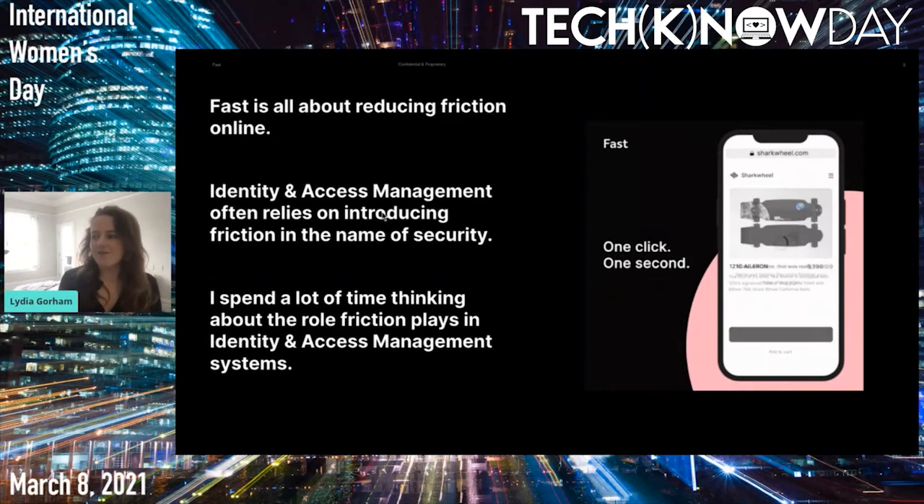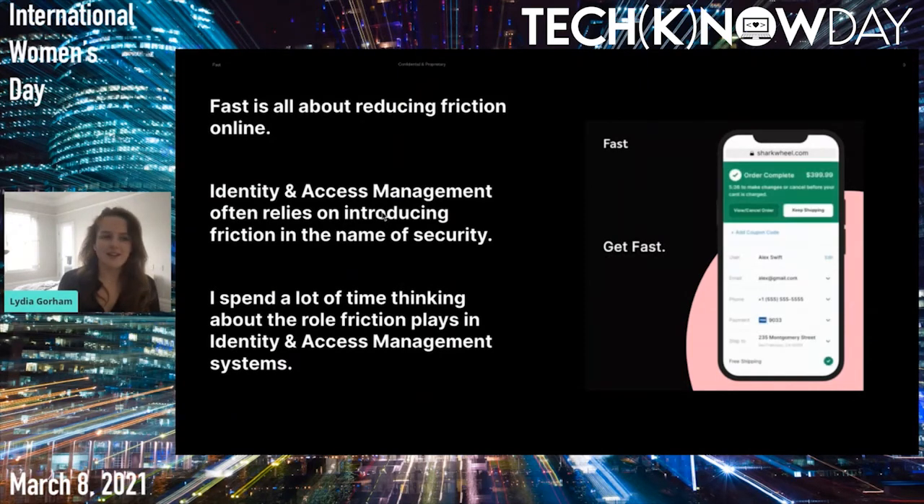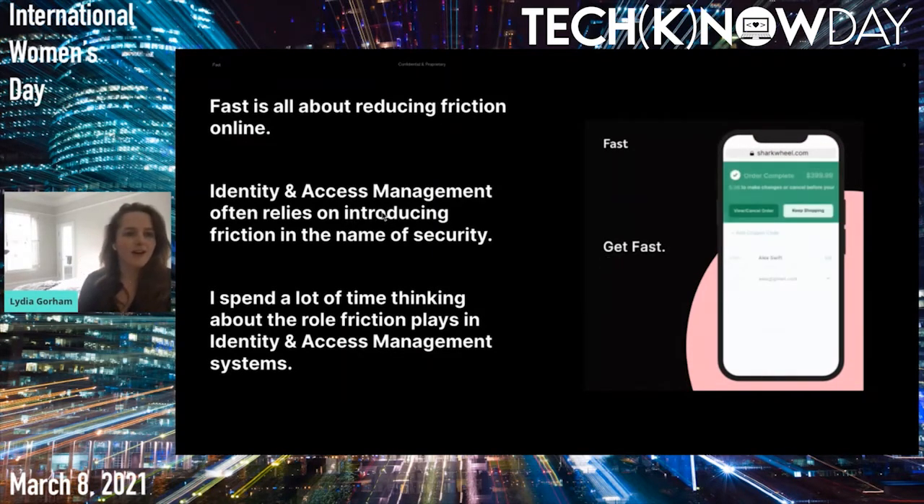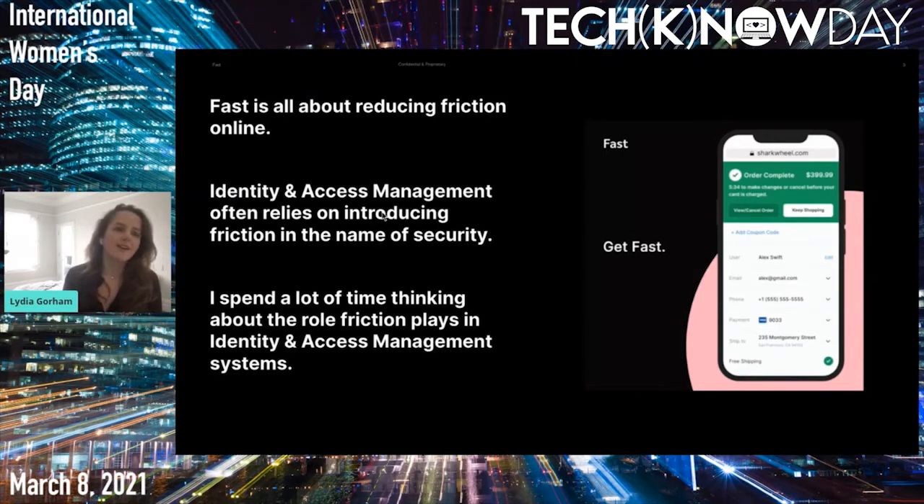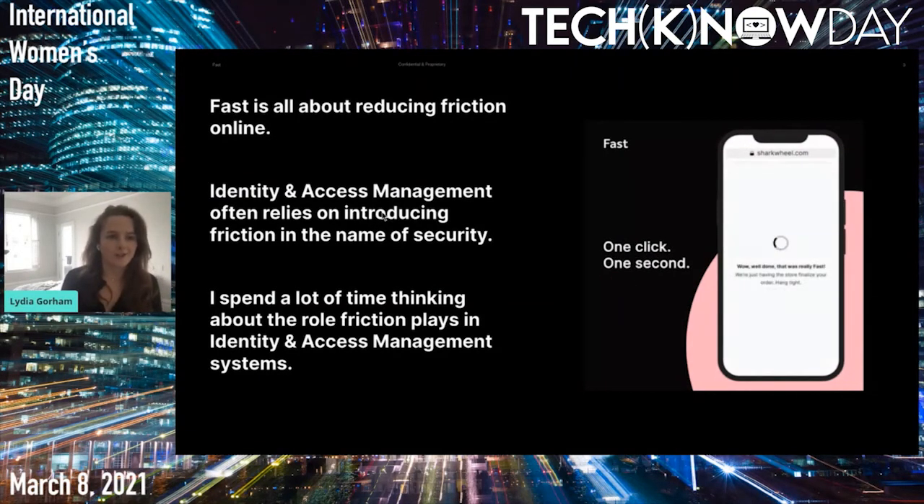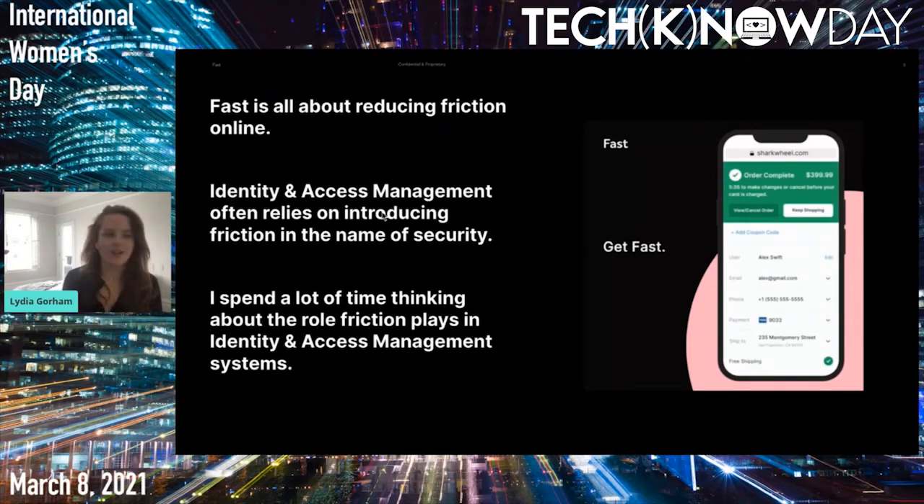I spend a lot of time thinking about the role friction plays in identity and access management systems, and whether at FAST, where we have an identity product in a lot of ways, we can do that without making the experience super filled with friction and annoying for the end user, while still being safe and secure and protecting our users' data.